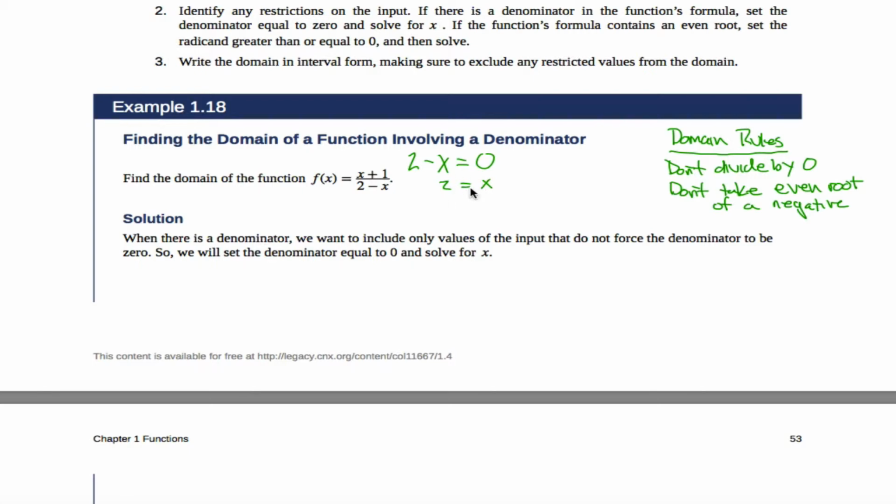That's not the answer. This is the one value that is not in the domain. So really, what I'm talking about when I talk about my domain is everything except for 2. Here's 2 right here, maybe. I'm talking about all this stuff and all this stuff. So how do you express that answer? Well, you either use interval notation or set builder notation.